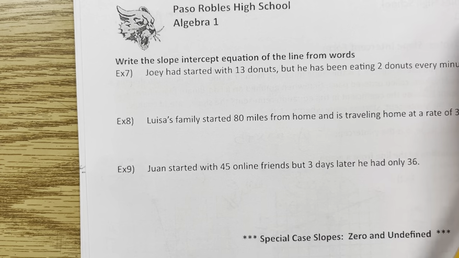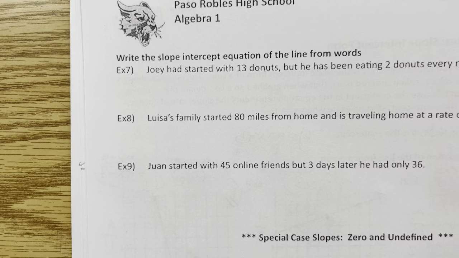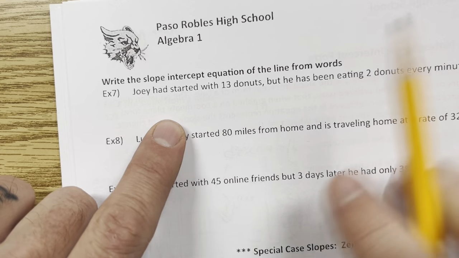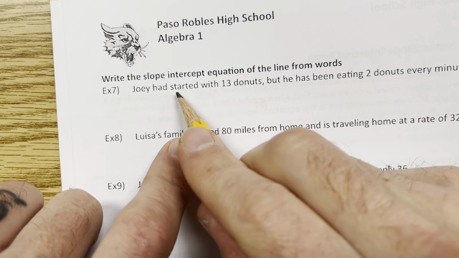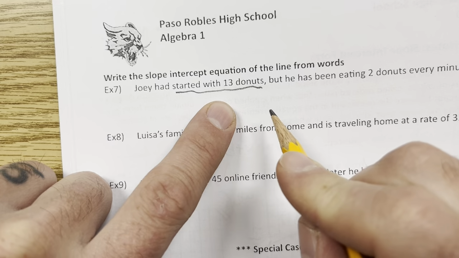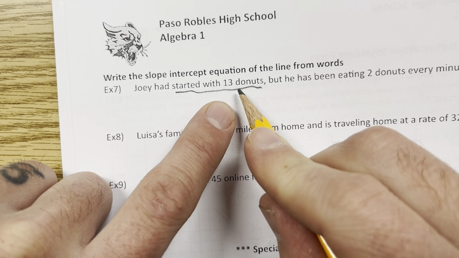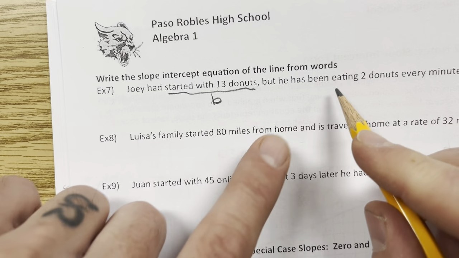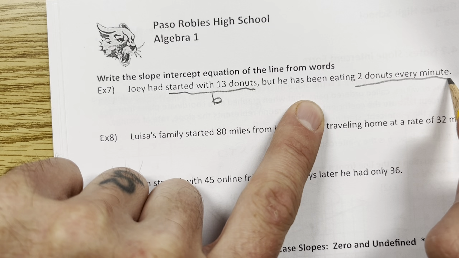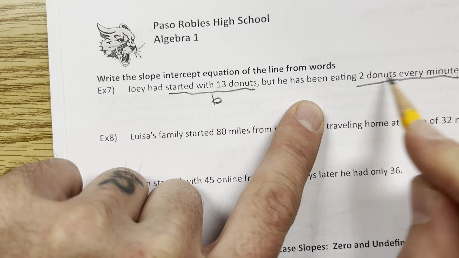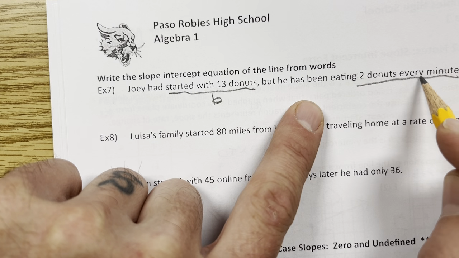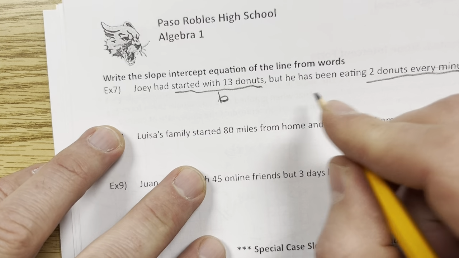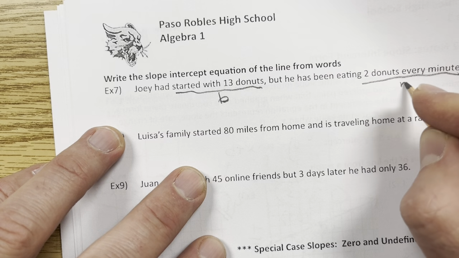Okay, now we're going to write these equations using these words. Joey had started with 13 donuts. Anytime it says started with, you can be pretty sure that that's going to be your y-intercept or your b value. He's been eating 2 donuts every minute. So here's my rate, 2 donuts every minute. That's my slope.